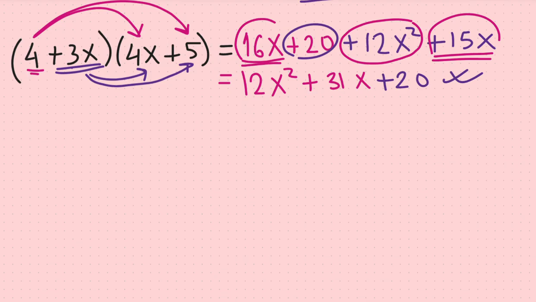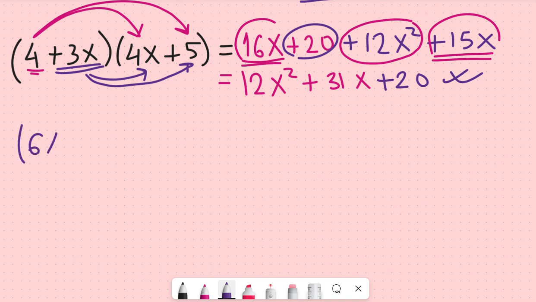Okay, let us introduce some negative values. So for example, 6x minus 3 will be multiplied by x squared minus 5. Okay, same thing here.